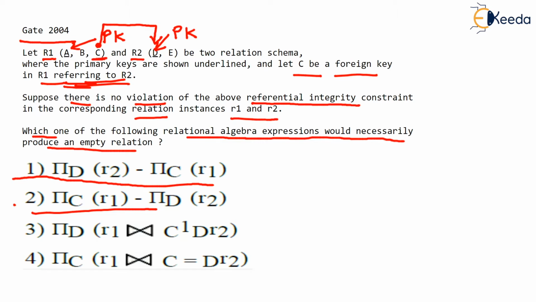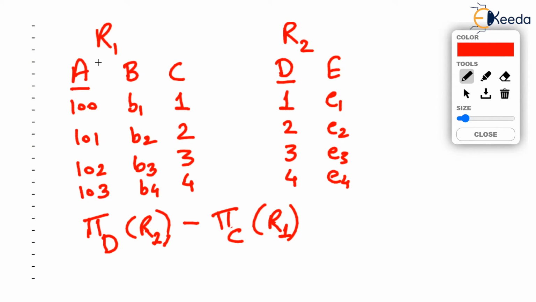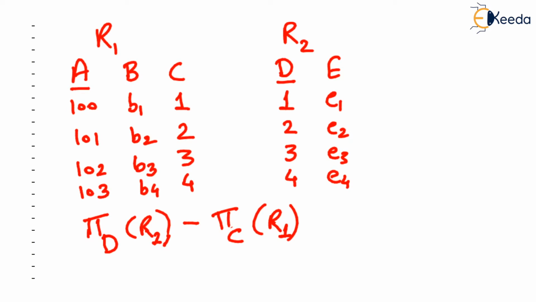This is the answer. By the way, watch out again. This was the second option. Let's see the first option. The first option is project D from R2 subtracted from project C of R1. Watch out again. Project D, this operation I am talking about, from R2 and minus project C from R1. Will this produce an empty result?